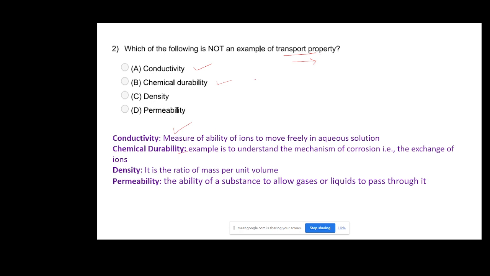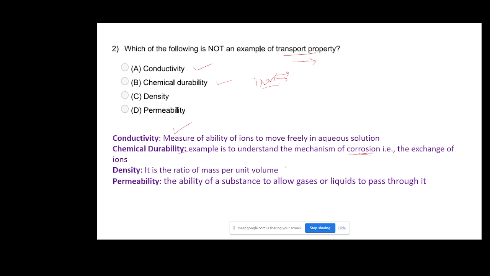Now, if you take the example of an iron rod, one of the most common examples of chemical durability is corrosion, because here there will be some transfer of ions or electrons which will cause rusting. So here it is not durable. So the most common example is corrosion.